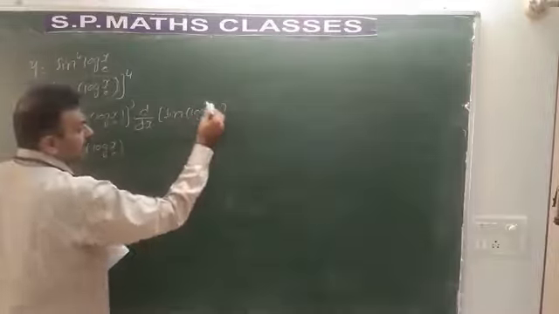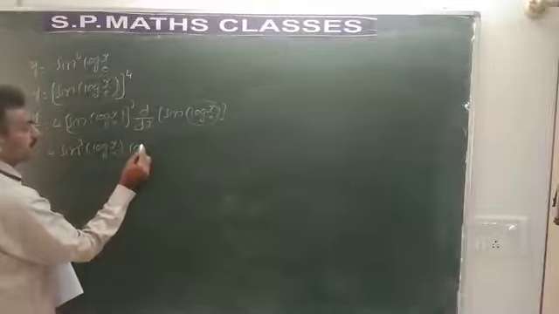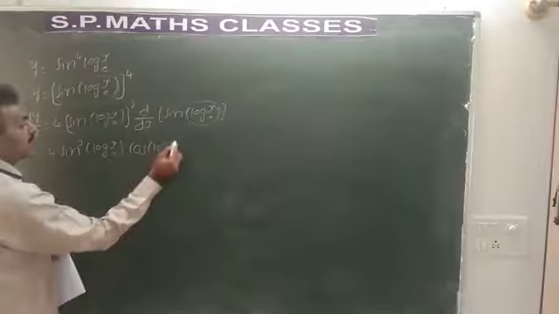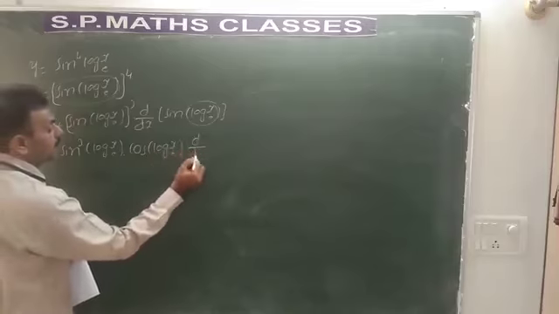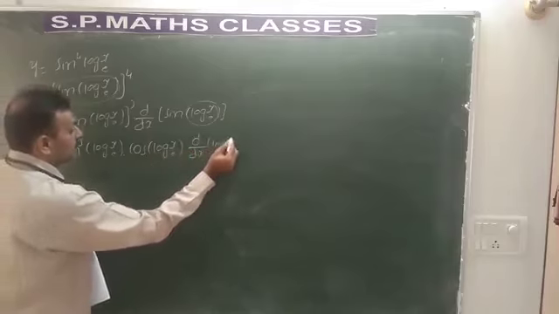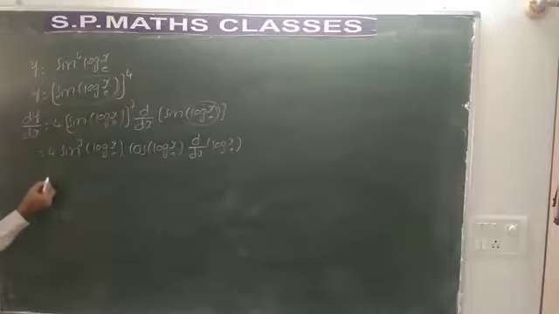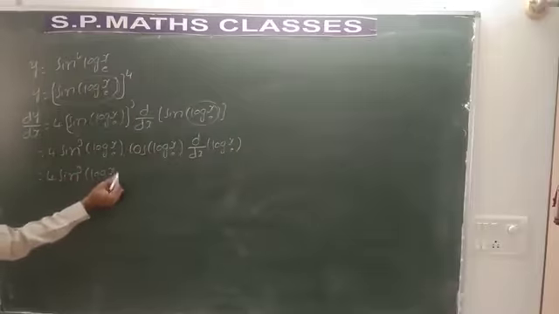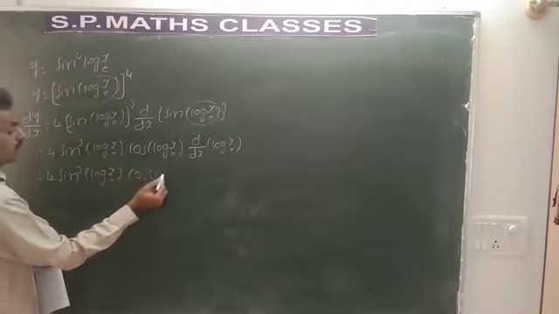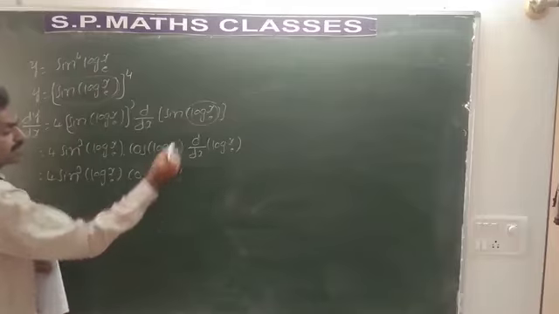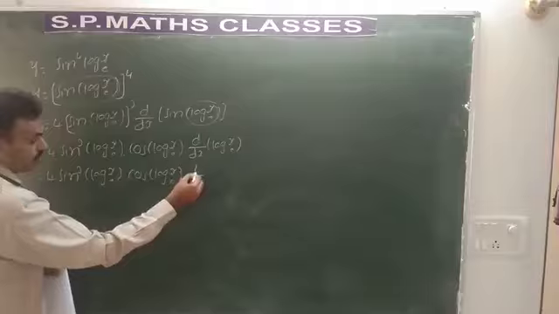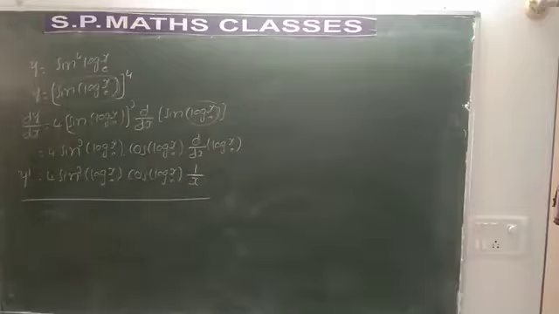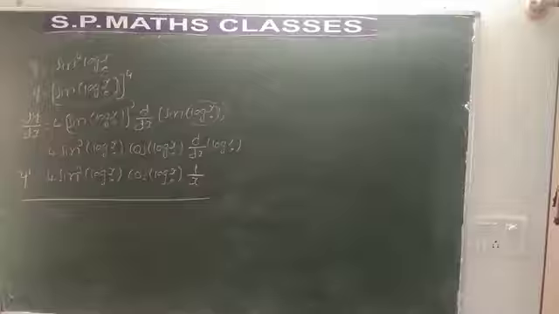Again, you take this as x. Derivative of sine x is cos of log x to base e into d by dx of log x to base e. So you will be getting 4 into sine cube of log x to base e into cos of log x to base e. Further derivative of log x is 1 by x. This is what dy by dx is, which is also denoted by y dash. Hope you have understood this problem. That is problem number 8.